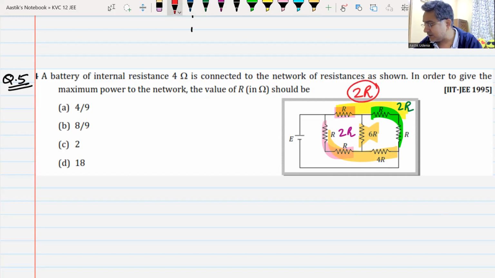Do we understand this? Sir. And this 2 times of R has to be the internal resistance of the battery. Internal resistance of the battery is 4. So the value of R is 2. Was it so difficult?